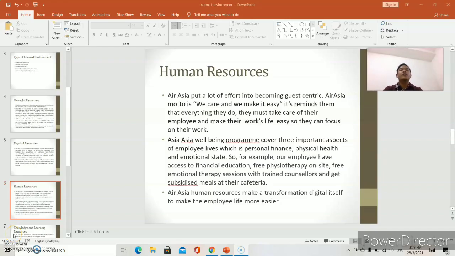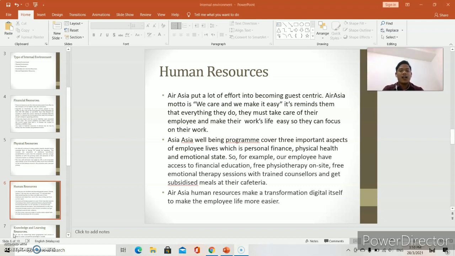Now I will tell you about human resource in AirAsia. Firstly, what is human resource? Human resource is the set of people who make up the workforce. They have a department which is the HR department. The HR department is responsible for overseeing various aspects of employment, such as administration of employee benefits and so on.